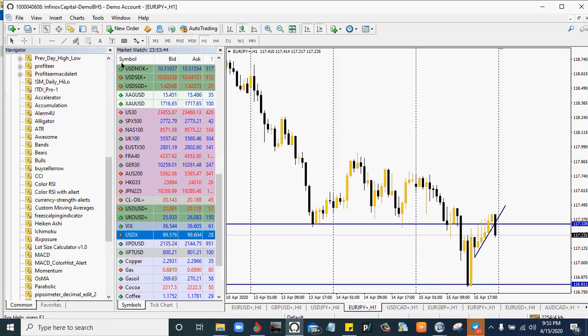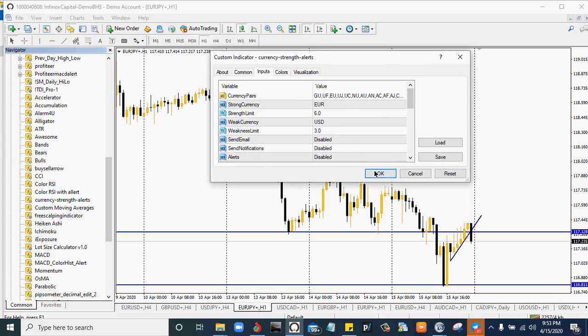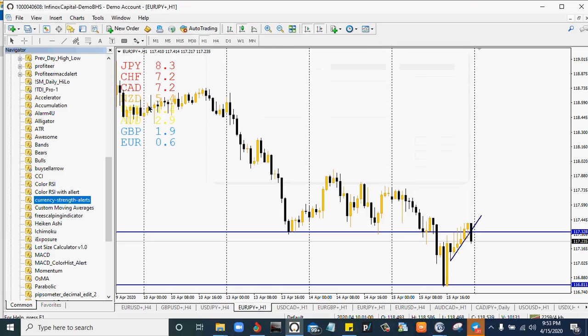So that is how you install the currency, the external indicator. I put it here, and it gives me the values.